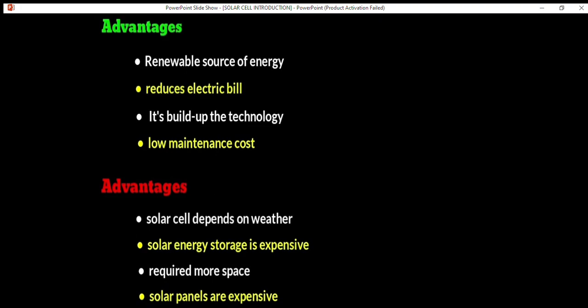On the other side, there are also some disadvantages. Solar cell depends on weather. If the weather is not good, we do not have any other source of energy, then it's not good. Solar energy storage is expensive. Also, it requires more space. Yes, solar panels are expensive, so expensive nowadays.